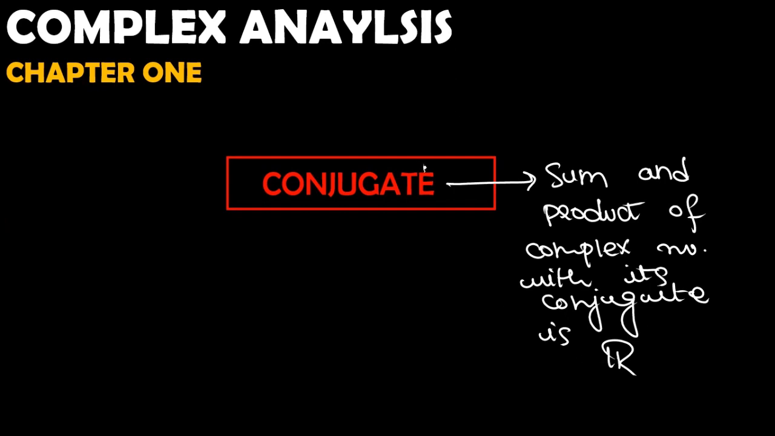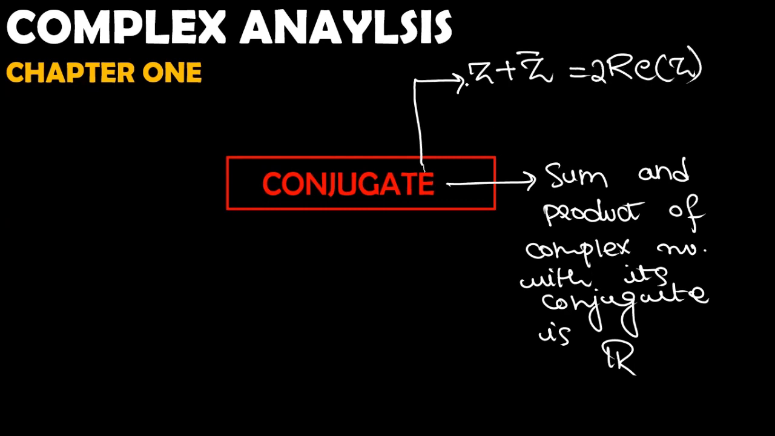It means, I will write it very badly. If I add a complex number with its conjugate, I will get the real part of z. I will get 2 into the real part. Or if I multiply a complex number with its conjugate, I will get again a real number, which is a square plus b square.